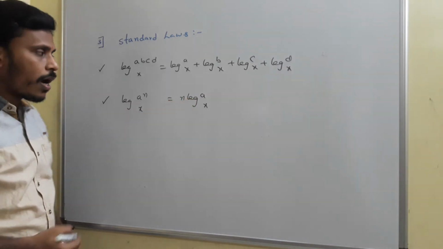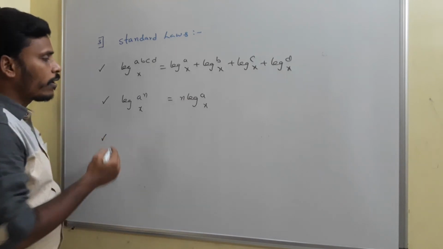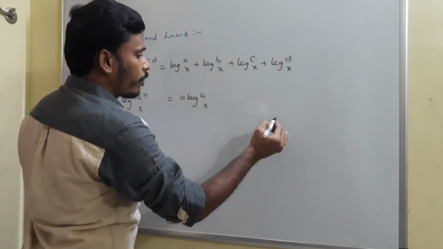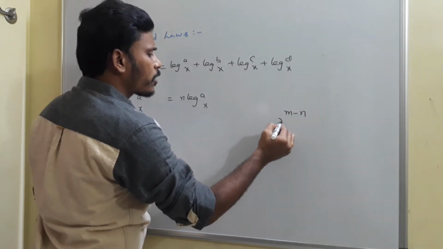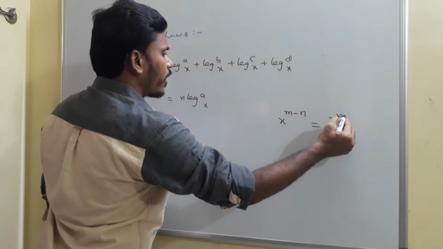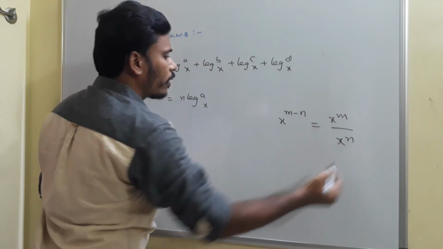And the other law is that logarithm of a power n base x is equal to n times the logarithm of a base x. And if you extend, we have another law of exponents, and that is x power m minus n is equal to x power m divided by x power n.